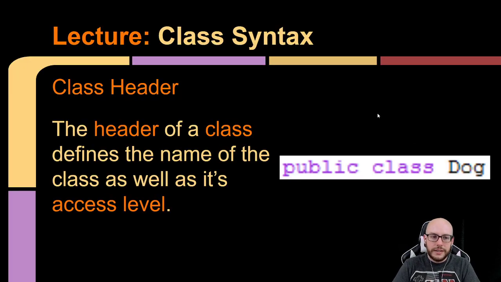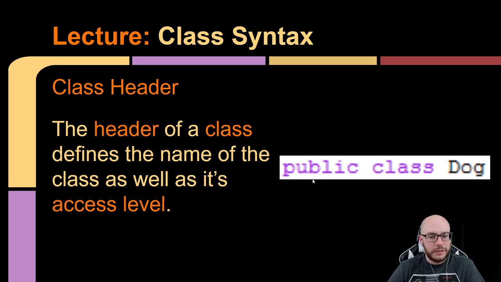So let's talk about the class header. This is probably one of the main sections we're really familiar with. The header of a class defines the name of the class as well as its access level. Here we see public class Dog. That's the main thing that we've used class headers for, to name our file. But additionally, one responsibility of a class header is to set the access level. As you might imagine, there are other access levels that are possible.